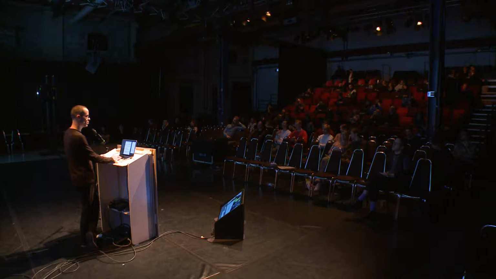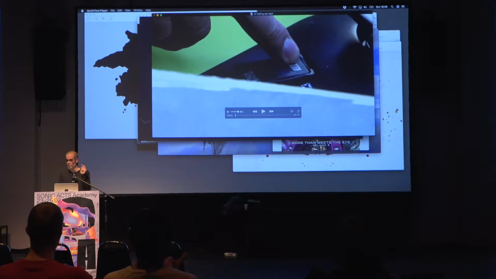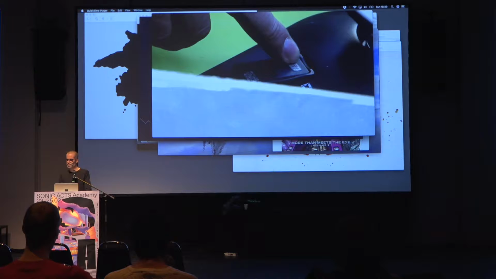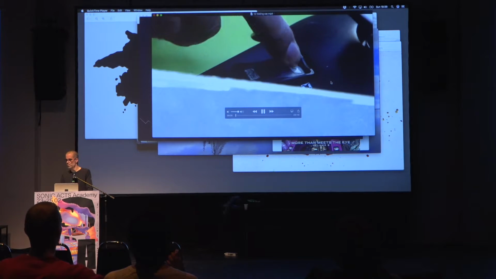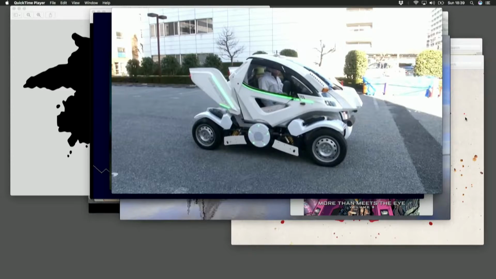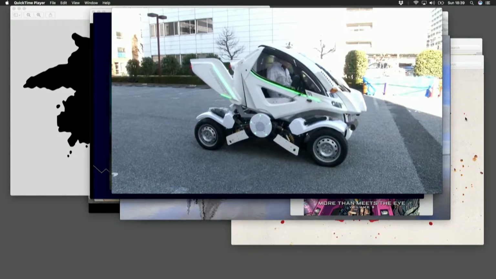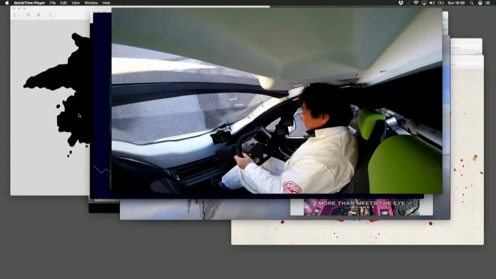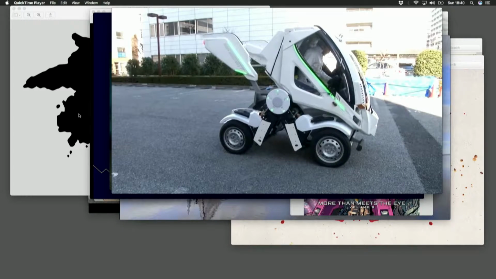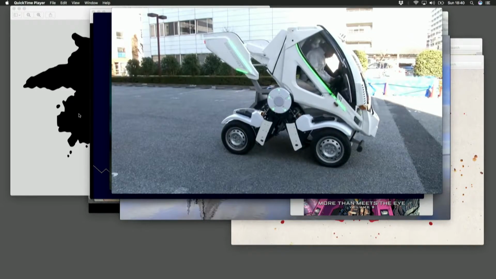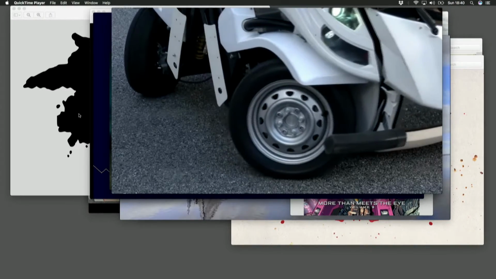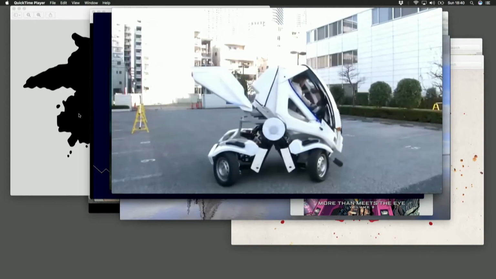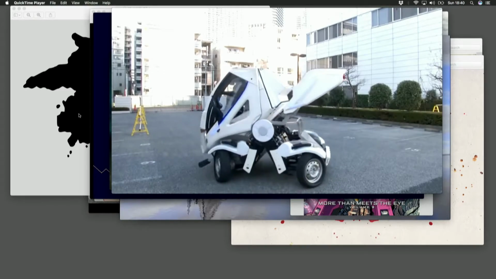For comparison, this is the first folding car that came out, or is about to come out. Recently, this video was all over the internet. This is in Japan, of course. I mean, it's not quite the same, is it? It's not as epic as Michael Bay's Transformers. It's cool. I would like one, but it's not the same.